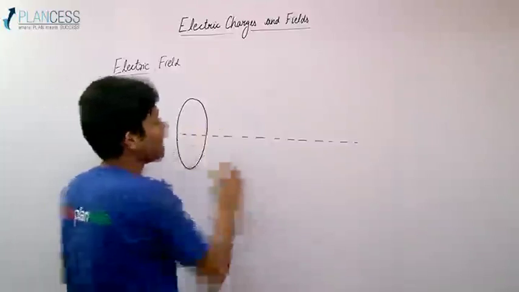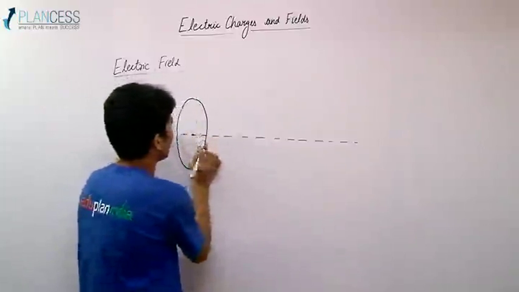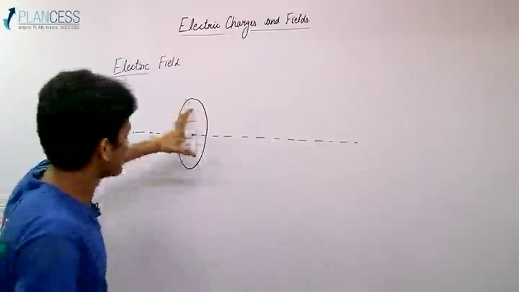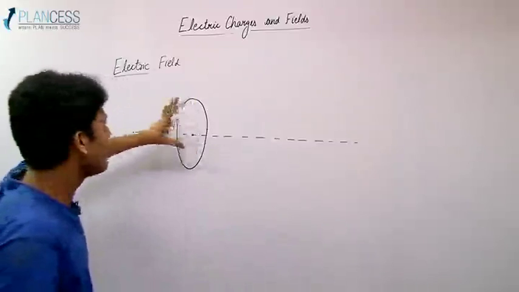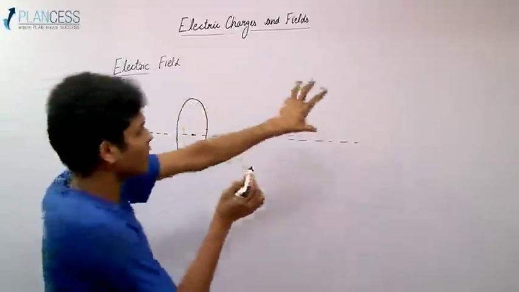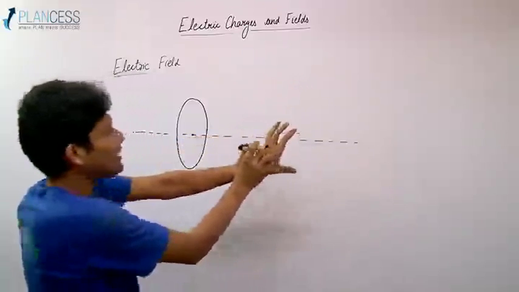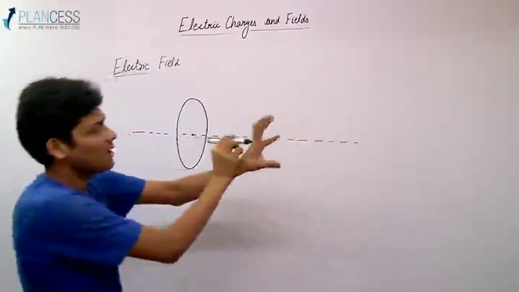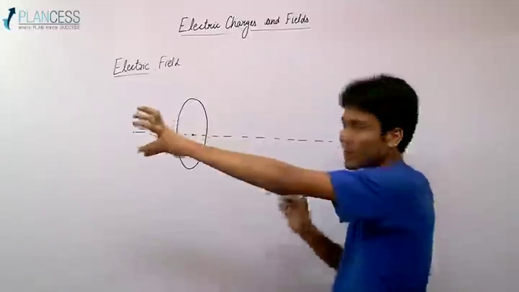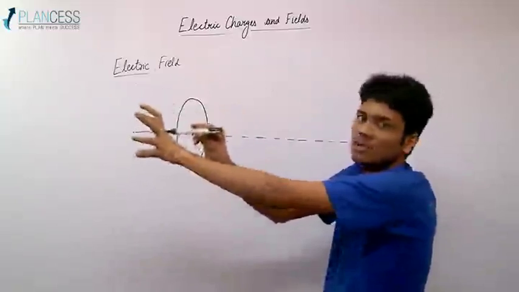Now let us calculate the electric field of this ring at a distance of... firstly, let us understand how this ring is placed. This ring is outside the plane of the board. If this is the ring, the axis is like this, and what I am showing on the board is something like this. My forefinger and my thumb form a ring, and this is the axis which passes through the center of the ring.